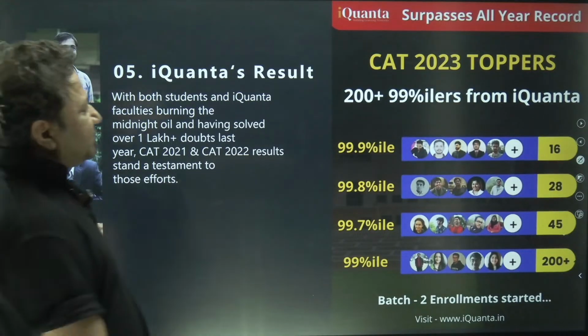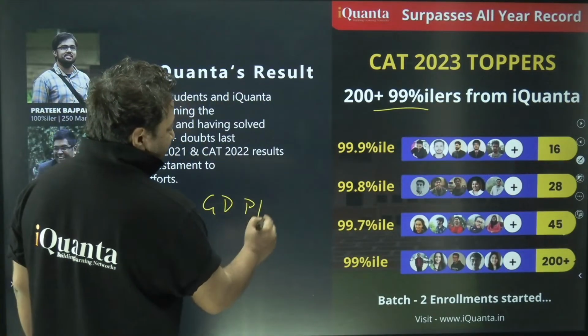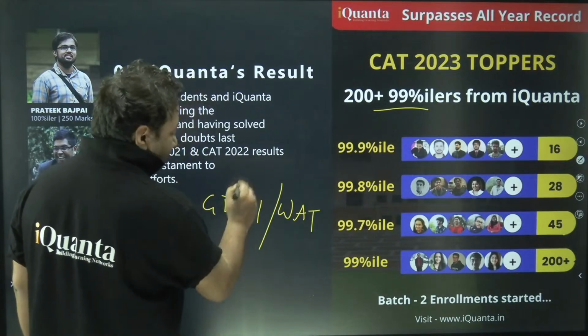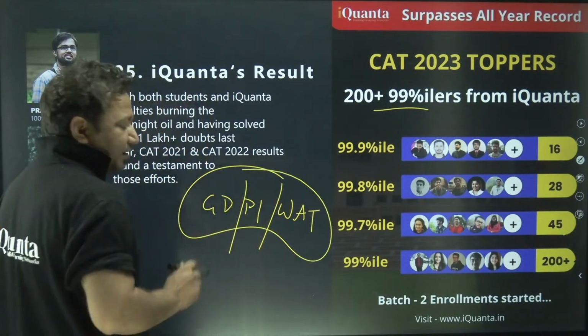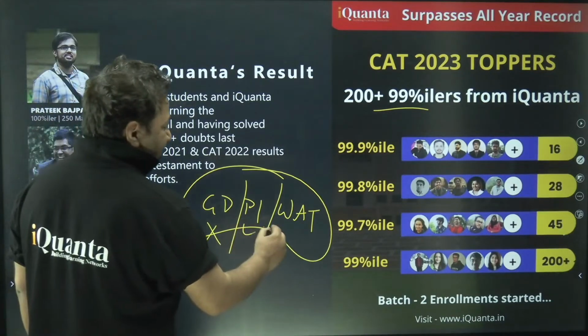And apart from the percentile that you get in CAT, there will be GD, PI, and VAT support that will be happening after the month of November. By the way, IIMs don't conduct GD anymore. Some B schools do, but IIMs do not. Personal interview and writing ability.